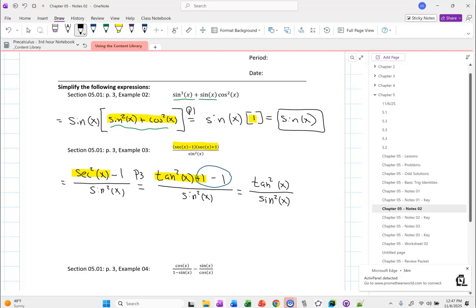Everybody okay? All right, we're getting closer, right? This is simpler. The question is, can I get any simpler than this?